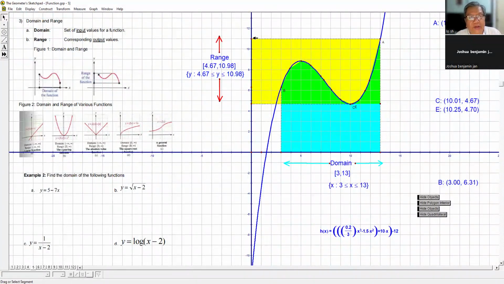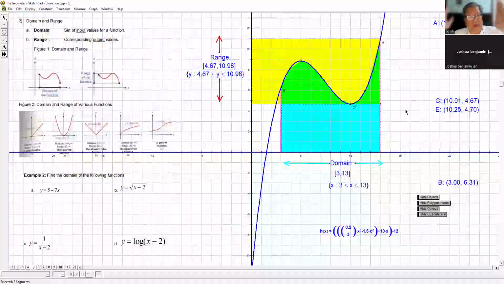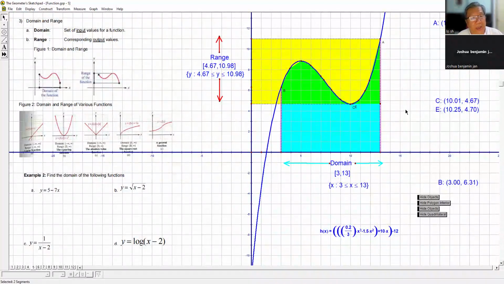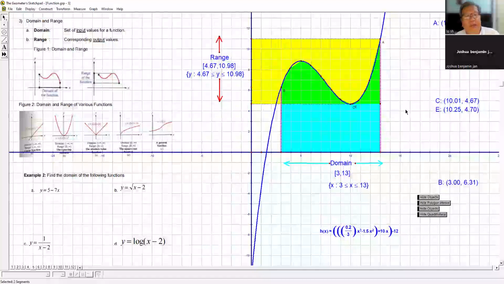In order to find the range, you must find the highest point and the lowest point. That is the range. If you want to find the domain, you find the extreme left and the extreme right. Between these two extremes, they are the domain. Between the top and bottom extreme, they are called the range. But you have to focus on the part of the graph. For that part of the graph, what is the range and what is the domain? Okay, right.